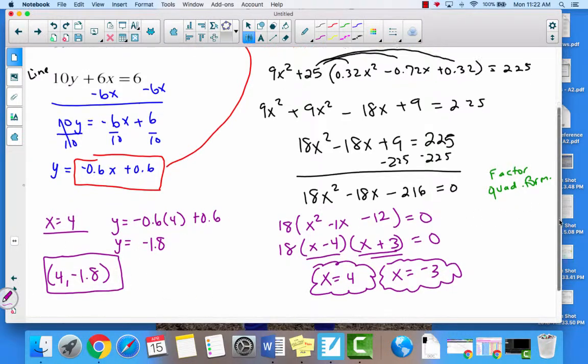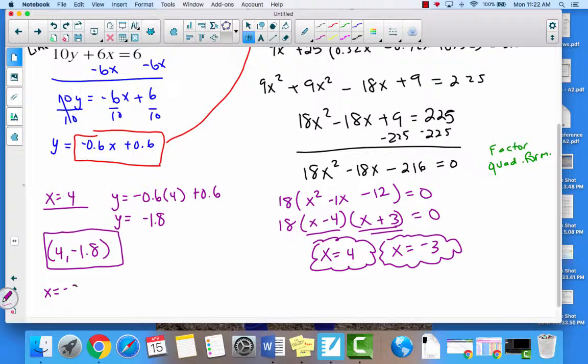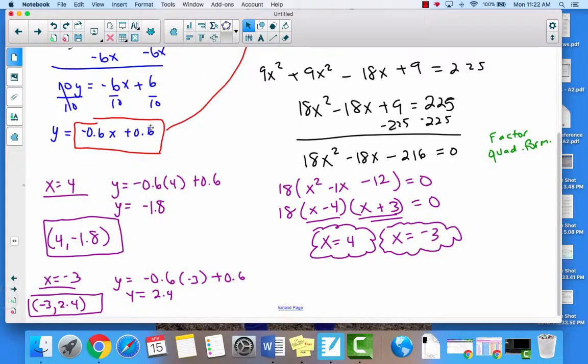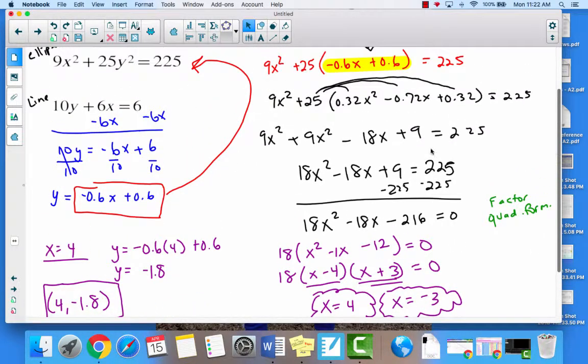Then I'm going to do the same thing with my negative 3. If I say x is negative 3 and I plug that in, then when I solve, I get that y is equal to 2.4. So my second point where these two graphs cross would be at negative 3, 2.4. And then we'd be done. Anytime it's saying solve the system, I don't want just the x value, I want the ordered pair, which means you need to plug your variable back into the original equation. You could have plugged it into the one I boxed in, which is what I did, or into either of the original equations. You should still get the same answer.